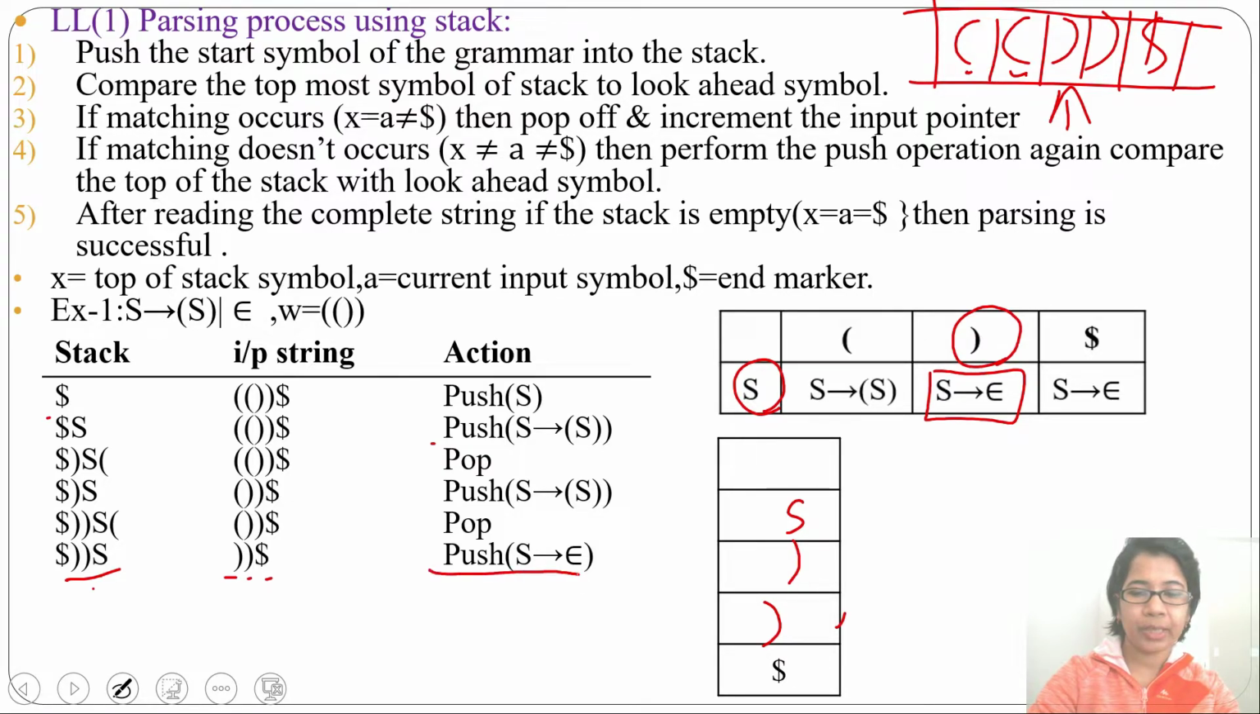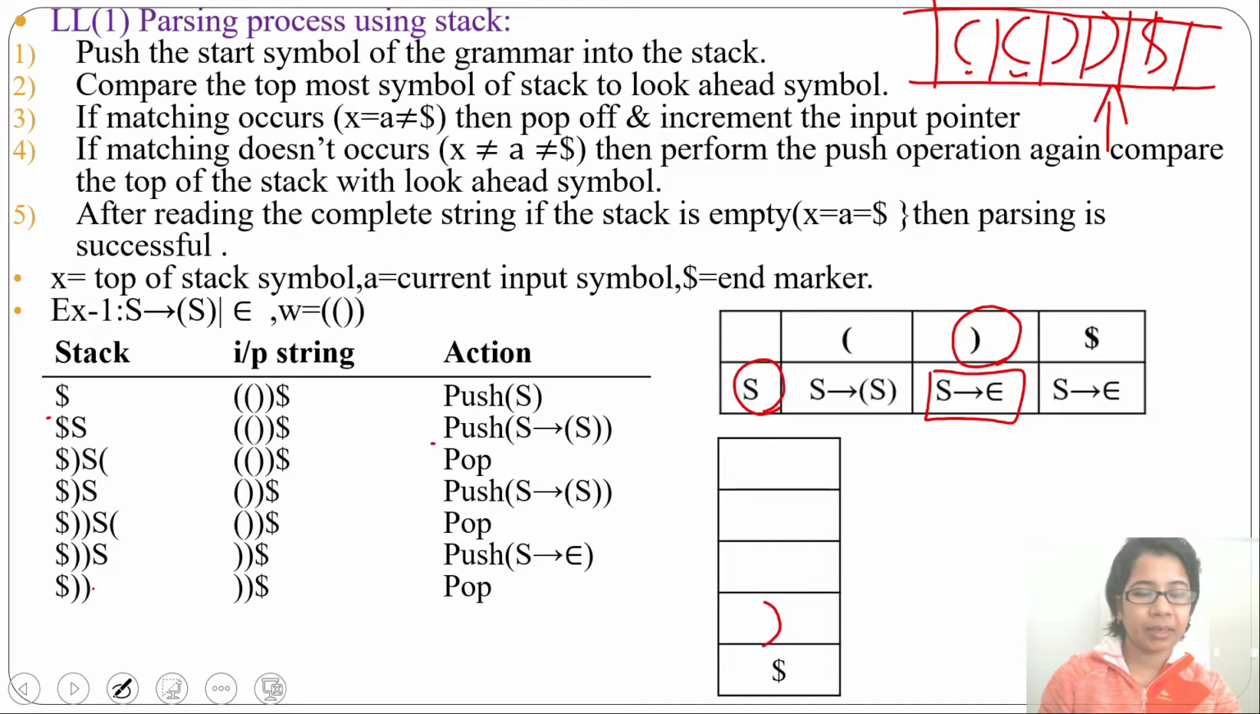Now here push S derives epsilon. Pushing epsilon means it is just a pop. We'll simply pop this S. Now what will be the stack content? The stack content will be end bracket. Now just match. Here the top of the stack symbol is end bracket, and the pointer is pointing to end bracket. It is matching, so we'll pop this end bracket and increment the input pointer.